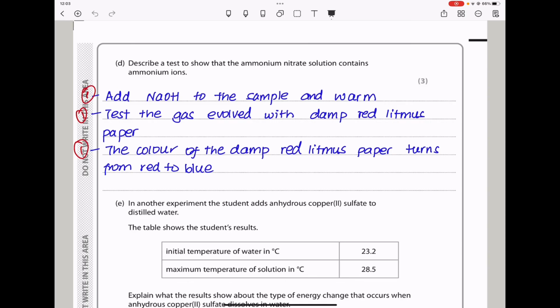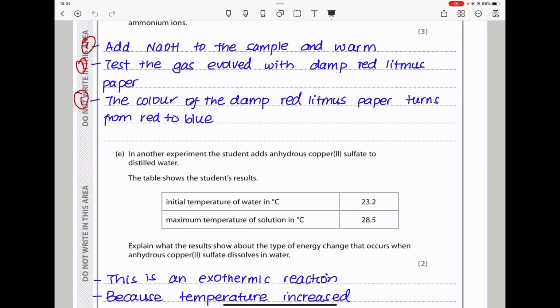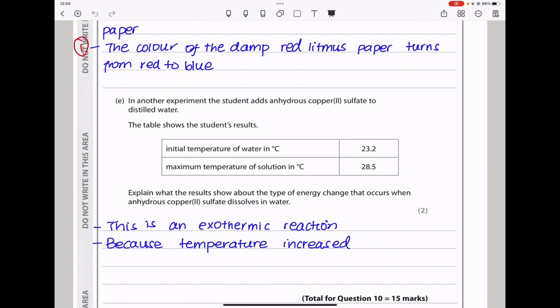Moving on. In part D, describe a test to show that ammonium nitrate solution contains ammonium ions. To test for ammonium ions, we use sodium hydroxide. So to the sample, add sodium hydroxide and warm, or you could say heat. Then test the gas evolved using damp red litmus paper. If the damp red litmus paper changes color to blue, that is proof that the cation present was the ammonium cation.